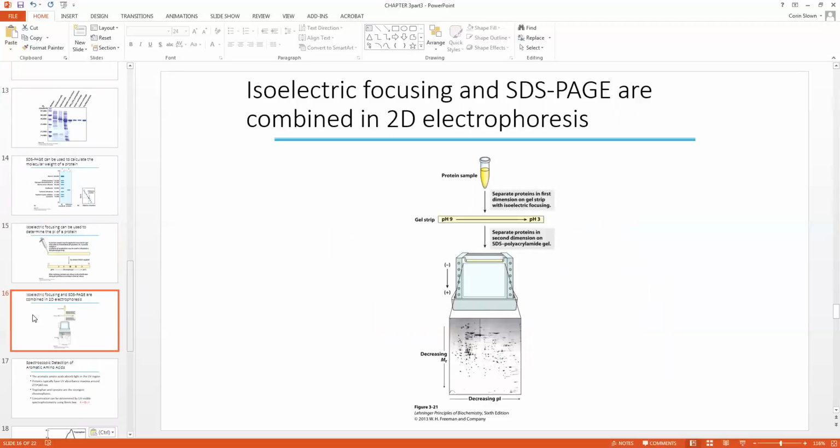What's brilliant about this is that you can actually combine isoelectric focusing and SDS-PAGE in two-dimensional electrophoresis. So I take my protein sample and I first separate them on a gel strip using isoelectric focusing, and then those separated proteins are separated further in a second dimension on an SDS polyacrylamide gel. And so what you can see here is that as you go from left to right, there are decreasing isoelectric points. And as you go from top down, you have decreasing relative ratios compared to your standards.